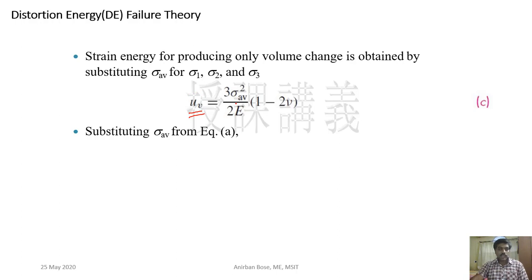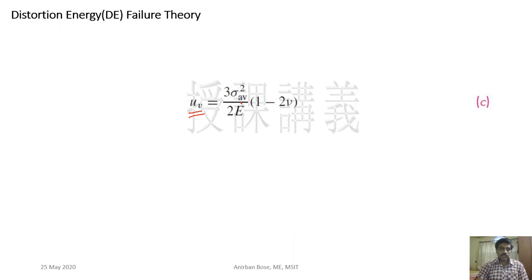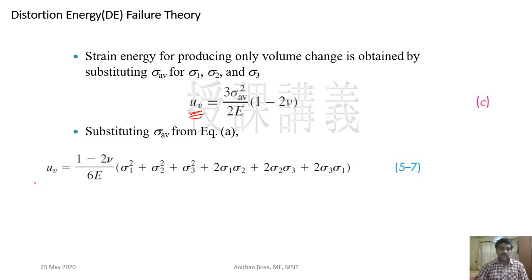Okay. So now in place of sigma average, put sigma average as (sigma 1 plus sigma 2 plus sigma 3) by 3, which you have seen in expression A. If you put that value of sigma average, then the volumetric strain energy can be expressed in terms of the principal stresses. So you will get the final expression: UV is equal to (1 minus 2 nu) divided by 6E, where nu is the Poisson's ratio and E is the Young's modulus.